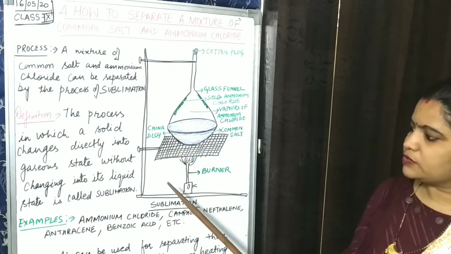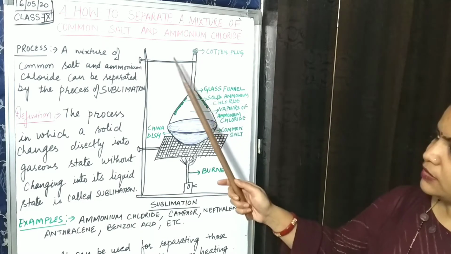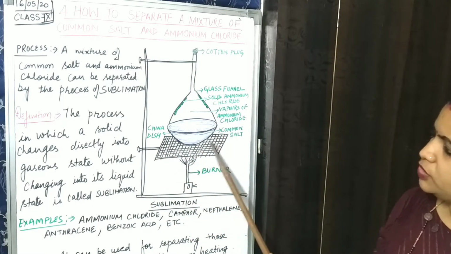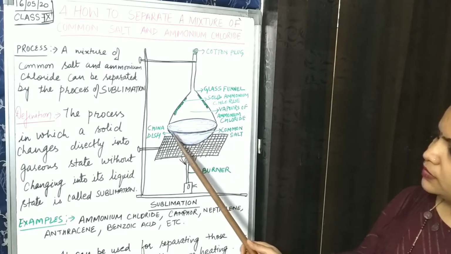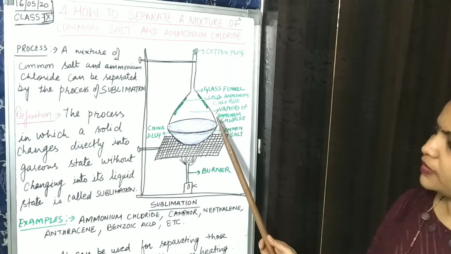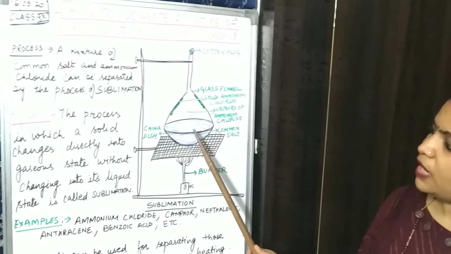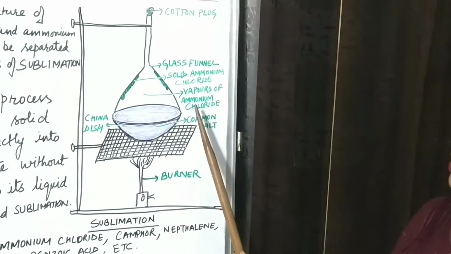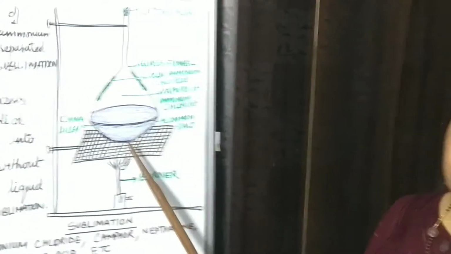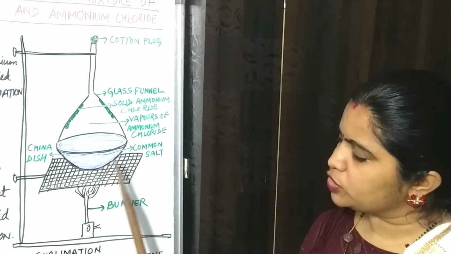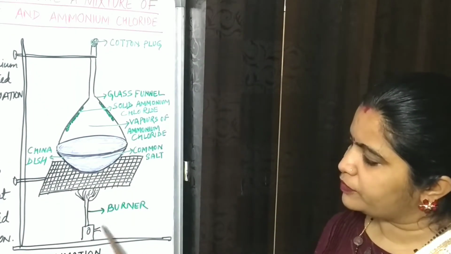Here I have drawn this figure. In this figure you will see this is a stand and it has a wire gauze on which this china dish is kept, and an inverted glass funnel is kept along with it. And in this china dish, common salt and ammonium chloride are mixed together, and the mixture is heated with the help of a burner.